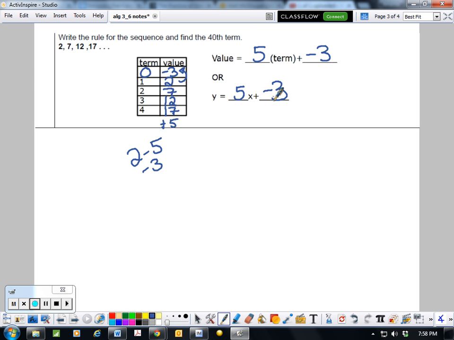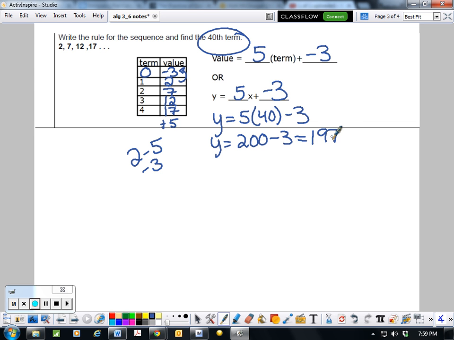Now I'm going to use that equation to find the 40th term. So y equals 5 times 40 minus 3. So 5 times 40 is 200. And 200 minus 3 gives me 197.